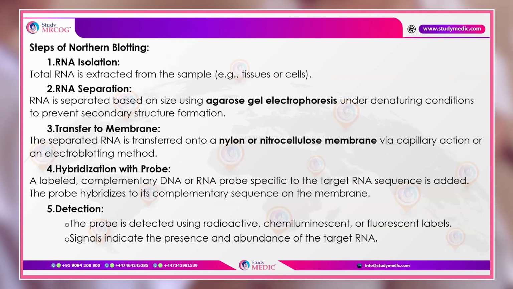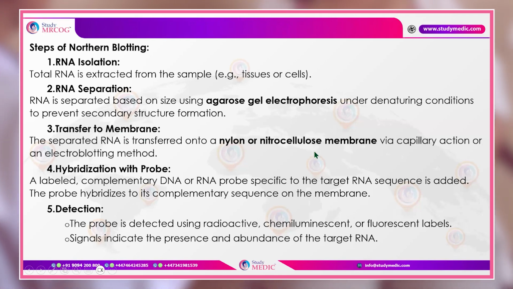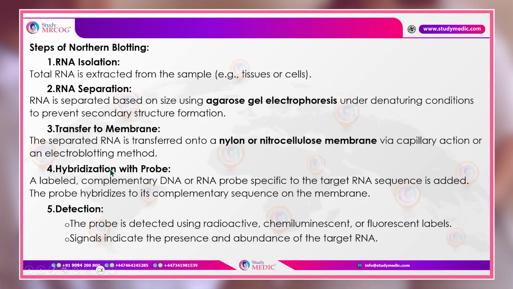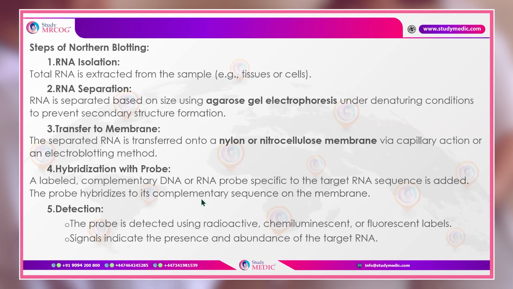Now, what are the steps in northern blotting? First, they isolate the RNA from the sample. Then the RNAs are separated on size using agarose gel electrophoresis. This will be transferred to the membrane, that is nylon or nitrocellulose membrane. Once that is done, it will be hybridized with a labeled probe, complementary DNA or RNA probe, with specific targeted RNA sequences added.